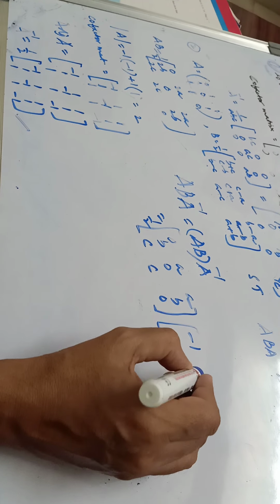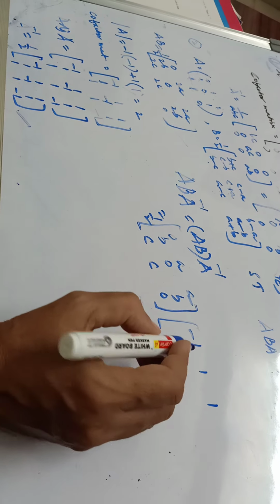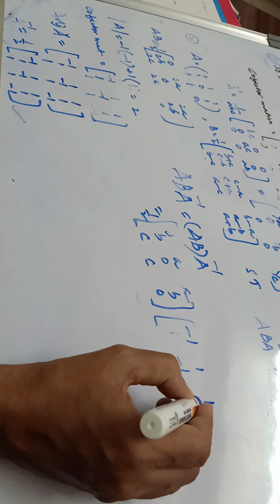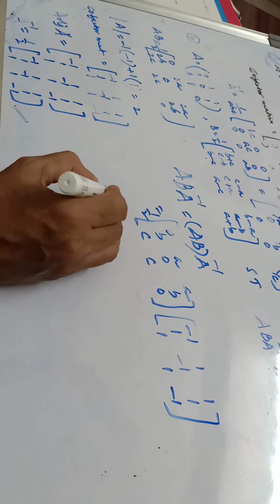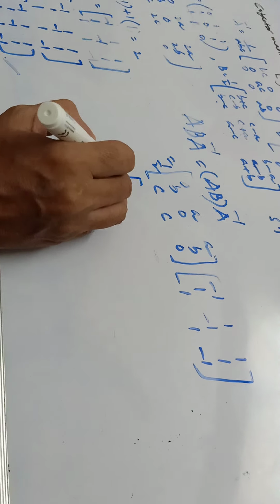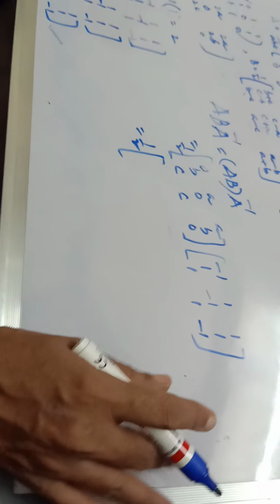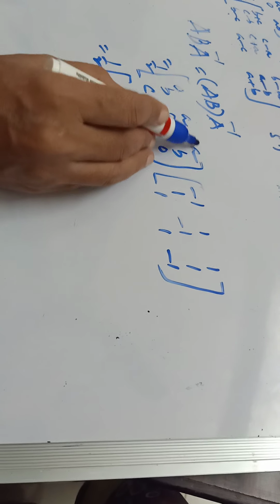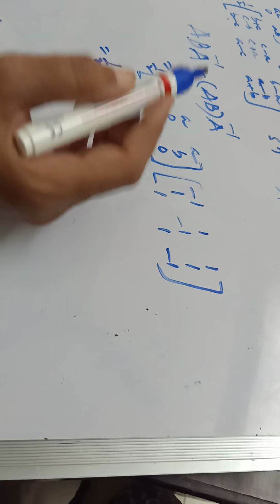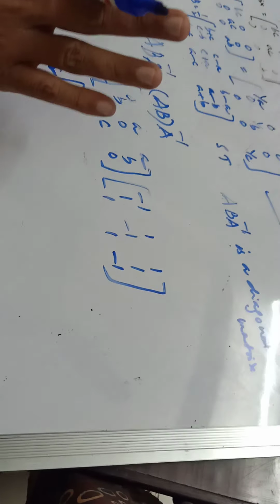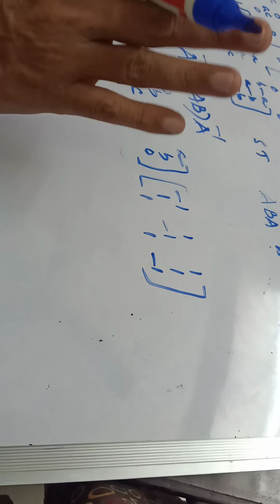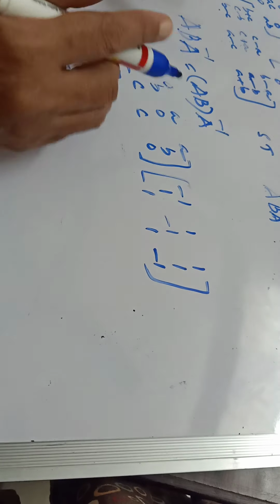Write this as it is: minus 1, 1, 1. 1, minus 1, 1. 1, 1, minus 1. Now write this 1 by 2. This is scalar. Now multiply them. Procedure is same. Multiply this with this column. Here the procedure is same, but it will take some time. So you have to work out this type of sums patiently.